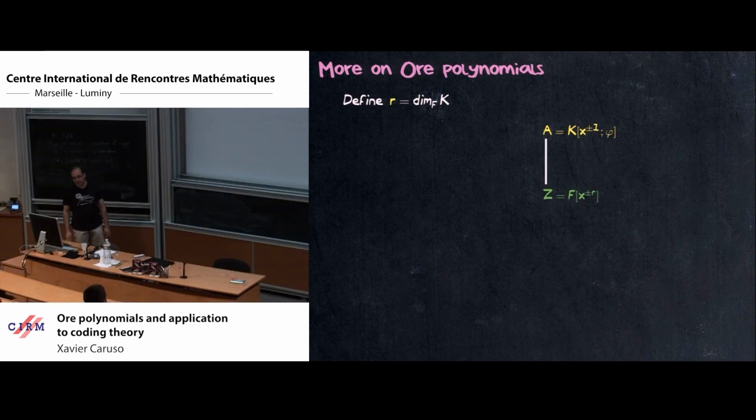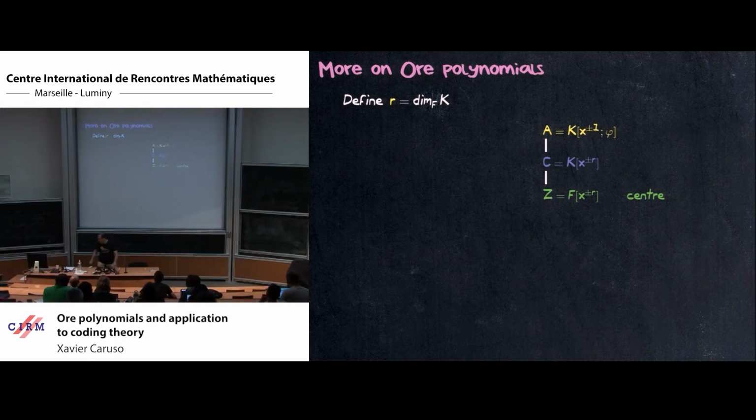The first one is F[x^r, x^-r], Laurent polynomials in F in the variable x to the r, and it's actually the center of A. So it will play a quite important role. You can check this, it's not difficult. And in between, maybe I will write this again on the blackboard.